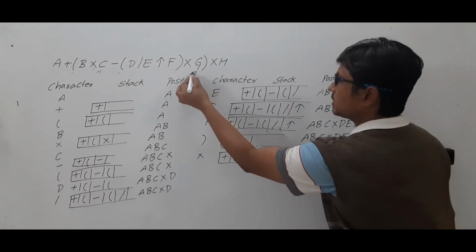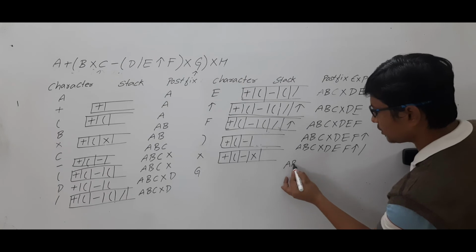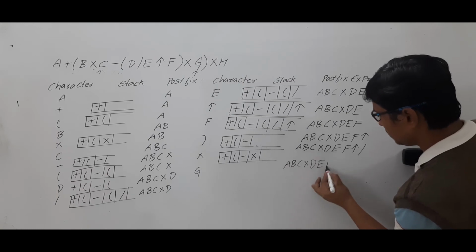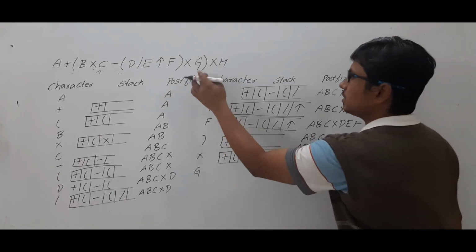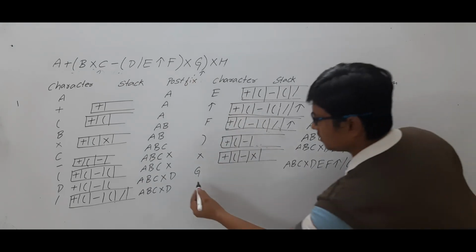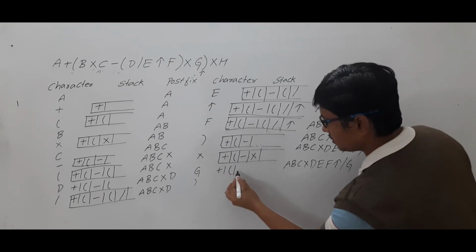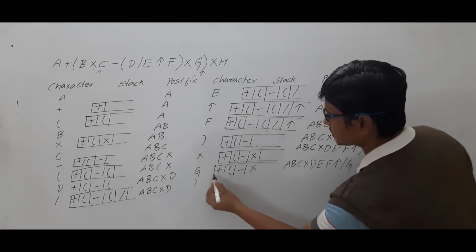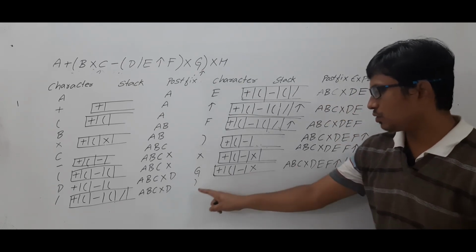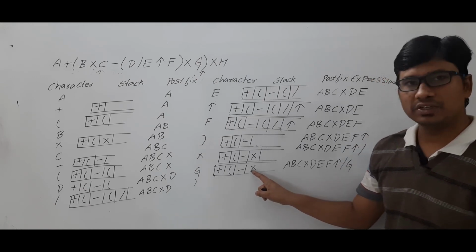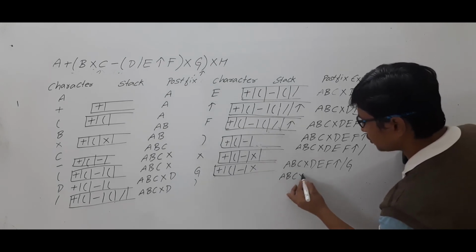Now next you are scanning G, which is an operand. Then you need to append it to the postfix expression. Is it clear? The next one is the closed parenthesis. Right now the stack consists of addition, open parenthesis, subtraction and multiplication. Now again we need to do the same procedure. Closed parenthesis is there. The top of the stack is not the open parenthesis. You need to pop this one and append it to the postfix expression.